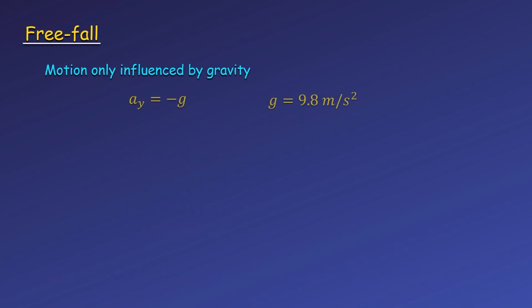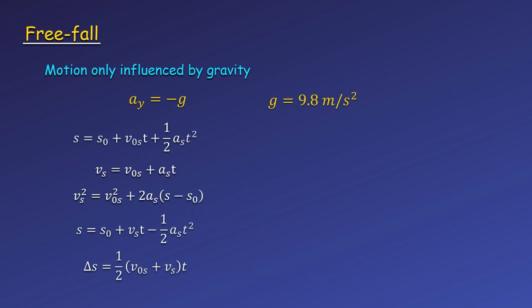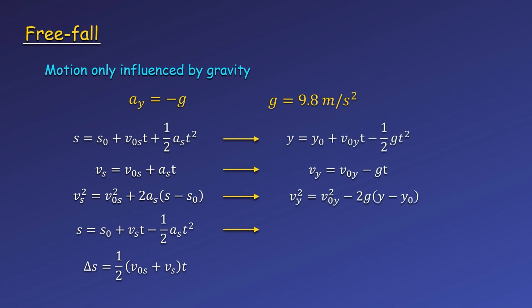Now let's take our general constant acceleration equations, or kinematic equations, and plug in our acceleration since it will be constant and the same for all objects in freefall. Since freefall motion is only in the y direction, we will replace our coordinate s with y in each equation. Then we will replace the acceleration with minus g. Now the equations on the right will all apply to any object in freefall. Notice we have already put in our minus sign.